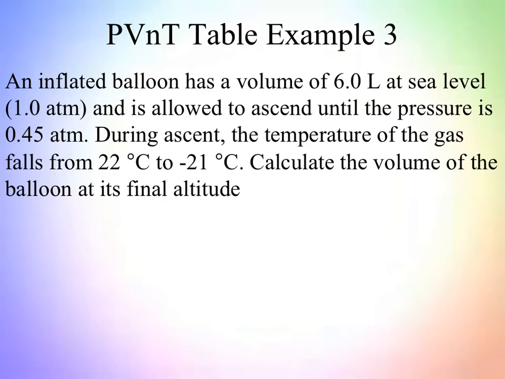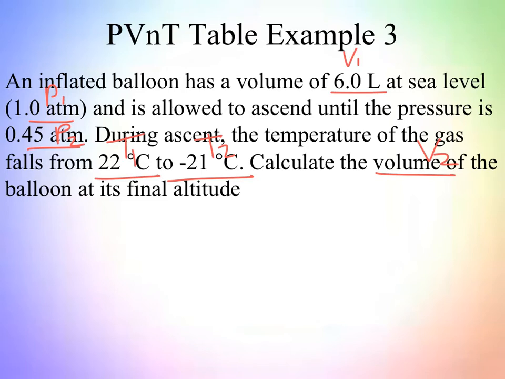So now this third example, if we read through it, it says that an inflated balloon has a volume of 6 liters, so here's V1, at sea level, which is 1 atm. And it's allowed to ascend until the pressure is 0.45 atm, so there's a new pressure. I'm going to write P2. During ascent, the temperature of the gas falls from 22, which is my initial, to negative 21, which is my final, T2. It wants us to calculate the volume of the balloon at its final altitude.